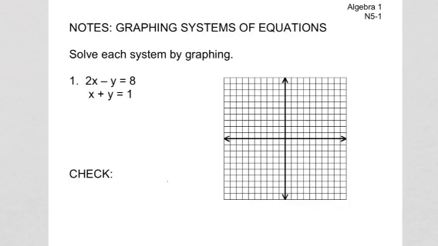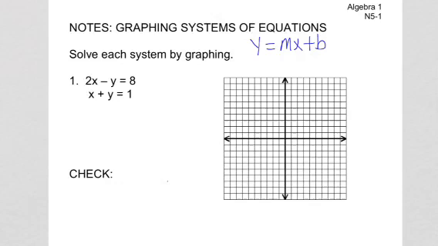Okay, we're graphing systems of equations. When we graph systems of equations, before we can really graph them, they need to be in y equals mx plus b form. That is a linear equation. It's the slope-intercept form, and so it gives us an opportunity to know where the y-intercept is and what our slope is so that we can graph it. So let's get right to it.